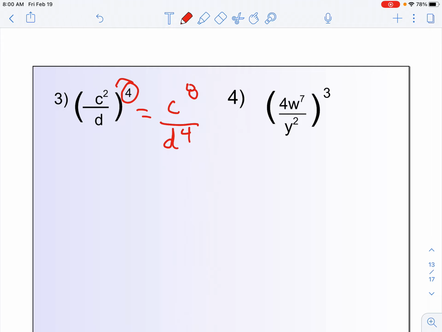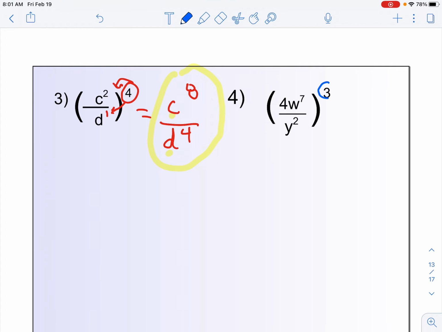Again, you're going to raise this to the 4th power, and you're going to raise d to the 1st to the 4th power, and you multiply those exponents together. These are not the same bases right here, c and d, so you cannot subtract those exponents. This would be your final answer. I'll work through the next one with you.